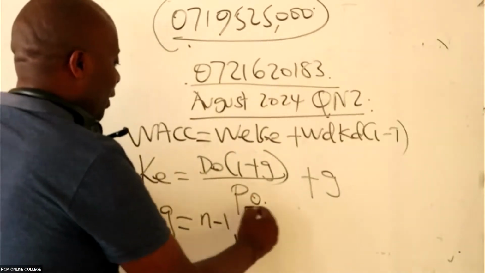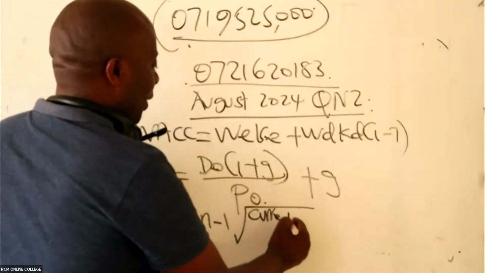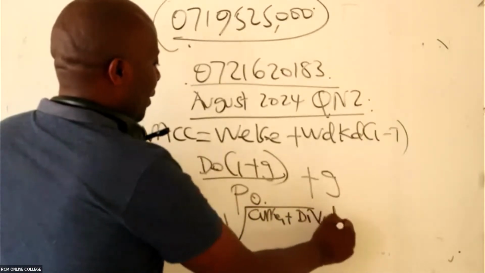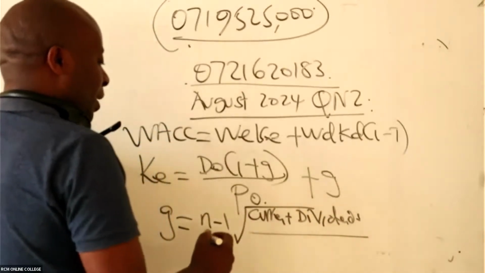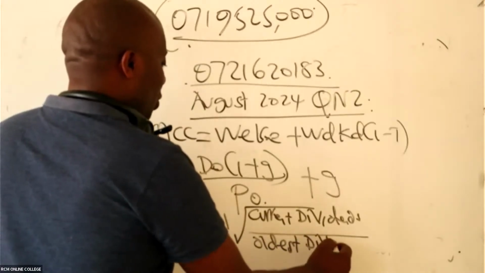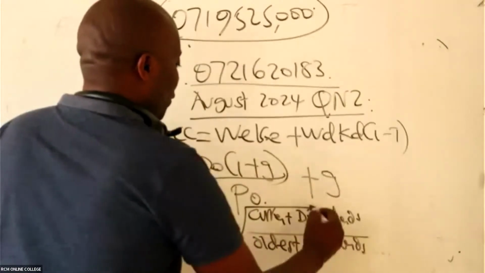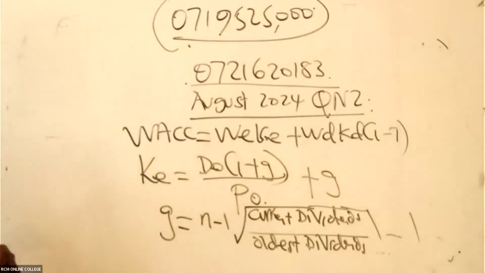It's the N minus 1 root of the current dividend over, in this case, the oldest dividend. Whatever we get here, we shall come and take away 1.